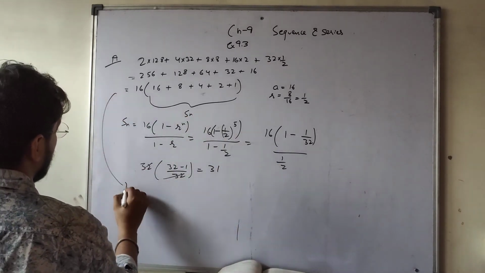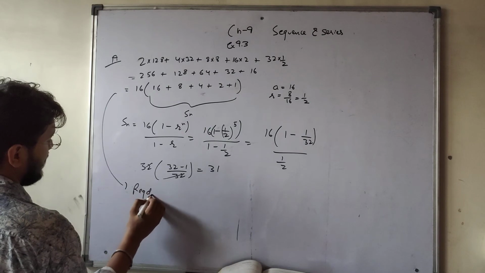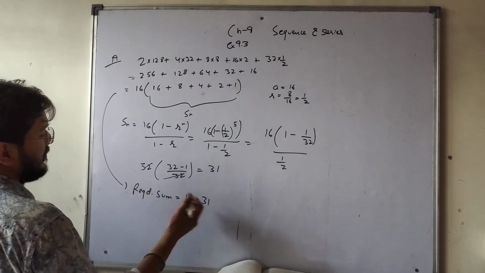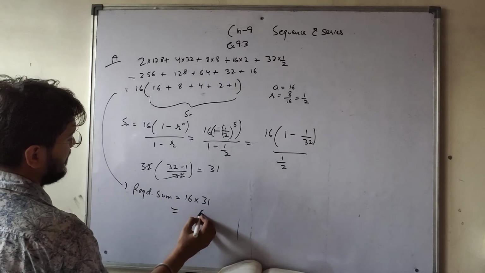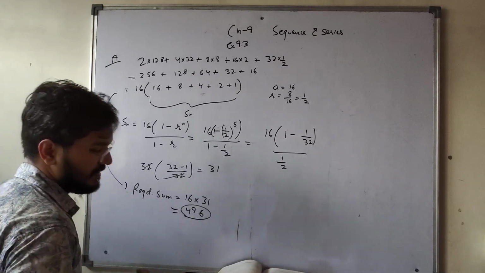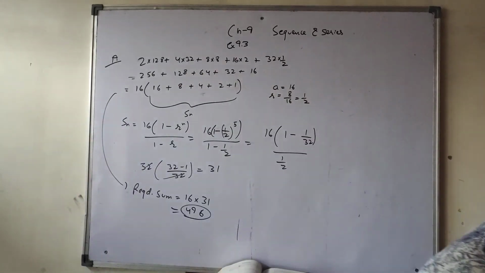So the required sum will be 16 multiplied by 31. Just put the value, 16 times 1 is 16 and 16 times 3 is 48, so 496 is the answer. So the answer for it is 496.